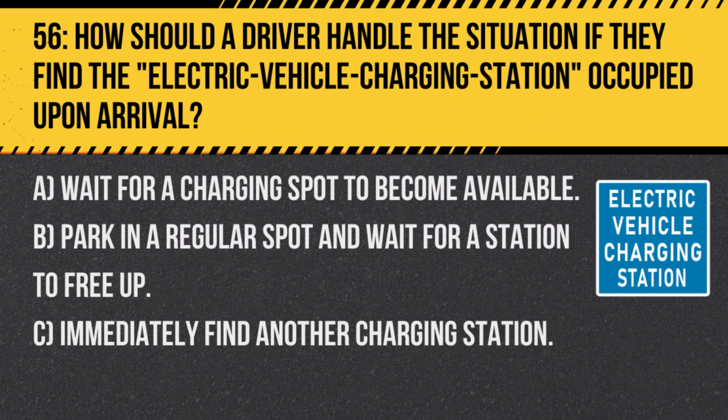Question 56. How should a driver handle the situation if they find the electric vehicle charging station occupied upon arrival? A. Wait for a charging spot to become available. B. Park in a regular spot and wait for a station to free up. C. Immediately find another charging station. Answer A. Wait for a charging spot to become available. Patience ensures that all drivers can access charging facilities fairly.